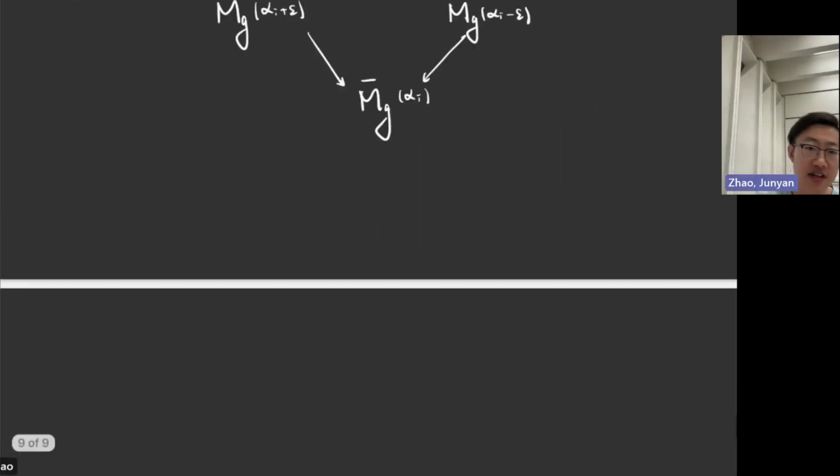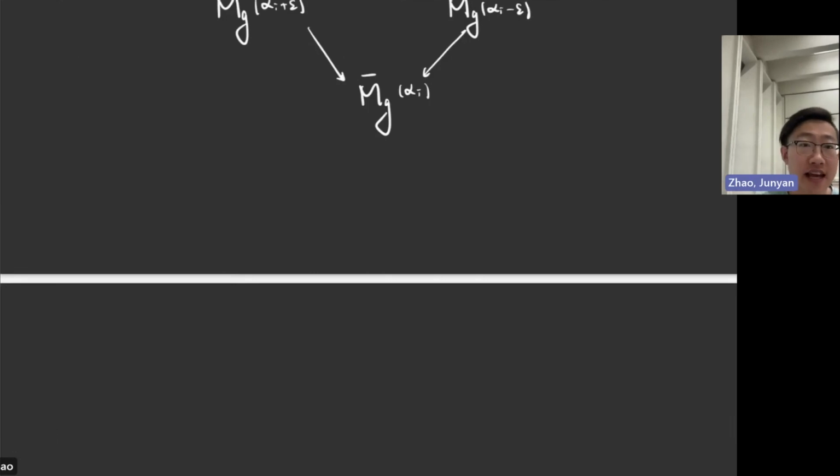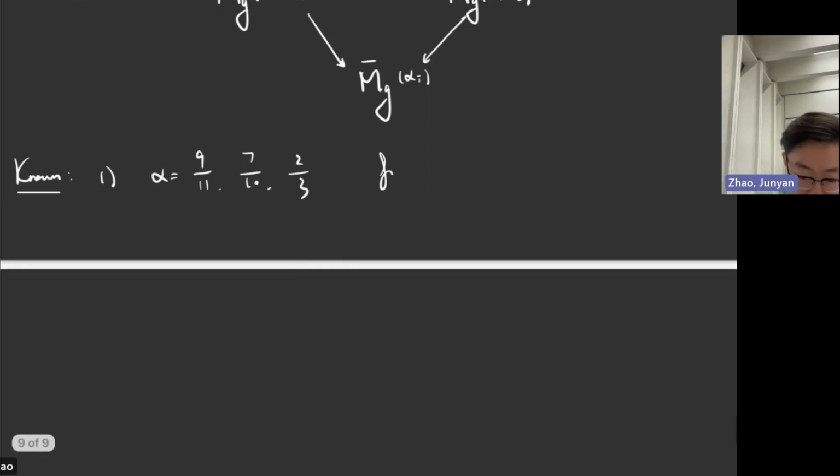And I can tell you what is known in general for the Hassett-Keel program. Actually, we know very few of them. The first three walls, starting when alpha equals 1, with M_g bar(1) being exactly M_g bar, the moduli of stable curves, are given by 9/11, 7/10, and 2/3. These are the first three walls.